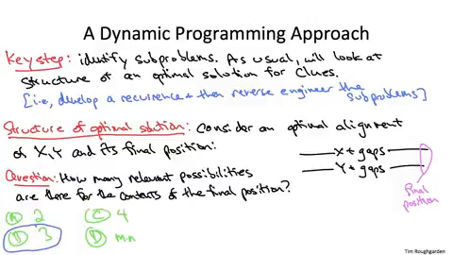So the answer I'm looking for is B, 3 relevant possibilities for the contents of the final position. Let me explain my reasoning. Let's start with the upper part of the final position. Observe that if that's a character of the string capital X, it can only be the very last character. It can only be little x sub m, because that's where this string ends. Now, we don't know that little x sub m is in the final position. There might be a gap.